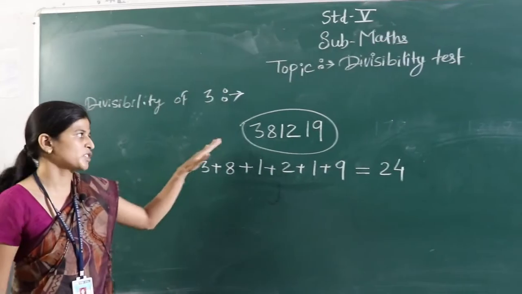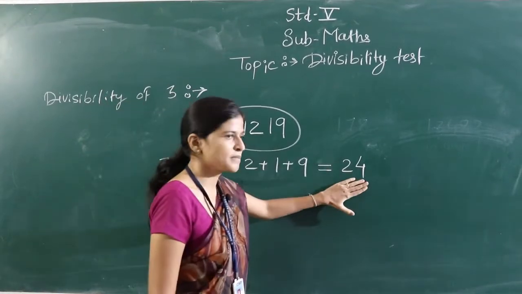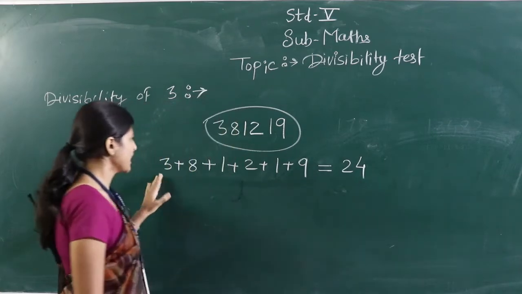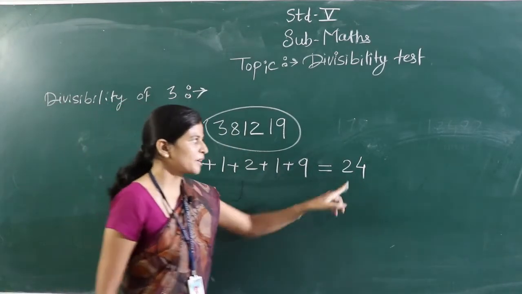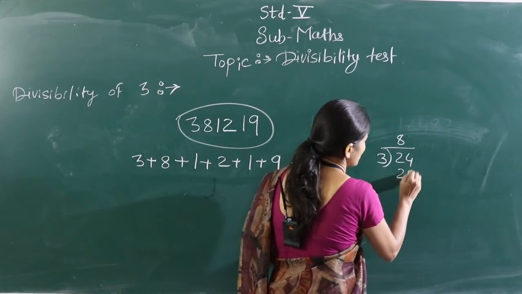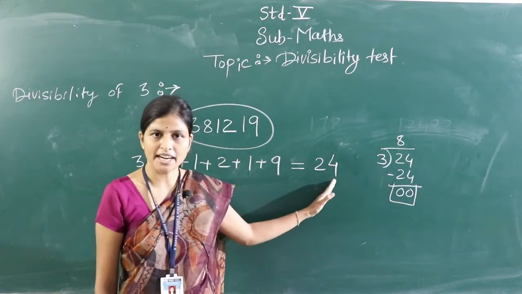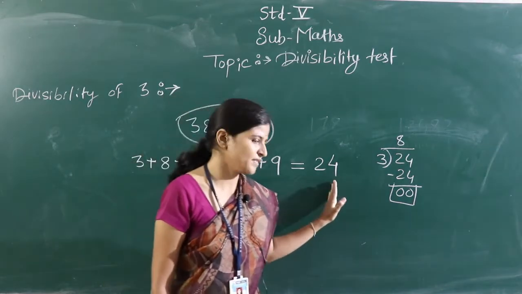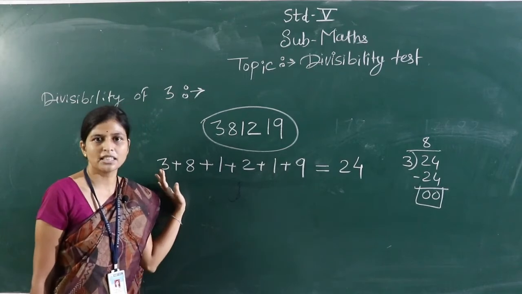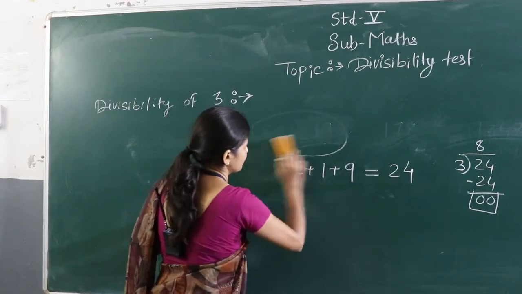What is the divisibility test of 3? We add all the digits in the number, and if the addition is divisible by 3, that means the whole number is divisible by 3. Here we add all the digits. The addition comes to 24. 24 is divisible by 3. 3 eights are 24, remainder gets 0. If the addition is divisible by 3, then the whole number is divisible by 3. This is the divisibility of 3. Now we see the divisibility of 4.